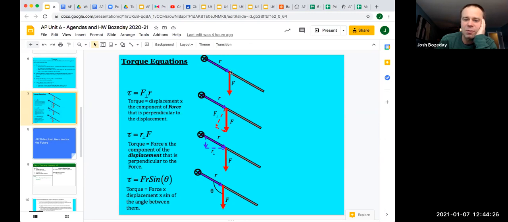So this is the distance from the pivot point, and that's the force. Notice they're not perpendicular. You could find the part of the force that is perpendicular and multiply it by that distance. Or you could find the part of the radius that's perpendicular and multiply it by the force. Or you could take the radius and the force, no perpendicular components, and multiply them by sine of the angle between them. Notice that sine of the angle between them can certainly be more than 90 degrees.